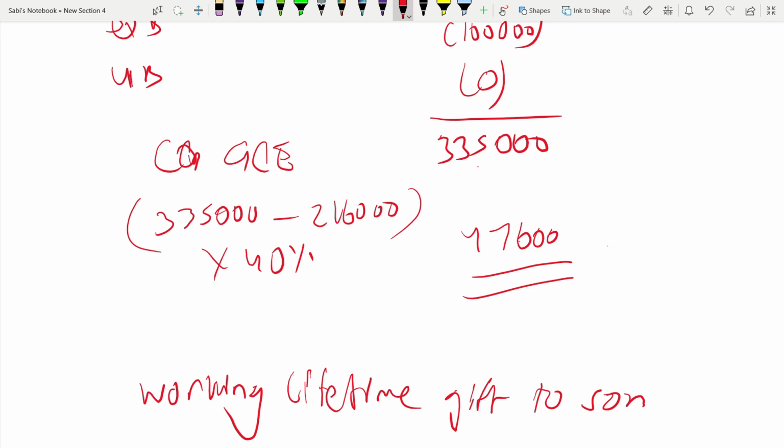IHT on chargeable estate. Okay, it isn't so difficult. It's very easy. Trust me, IHT is one of the easiest. Okay, the thing is, it has a lot of workings to do, a lot of technical areas to be remembered. That's it.